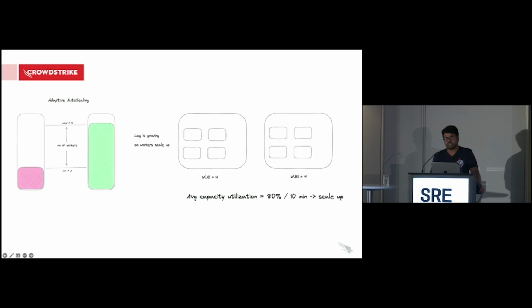Now, when a spike of traffic comes in, we have the system lagging behind as it is under provisioned. So there is a lot of work coming into the system. The controller sees this, increases the worker pool size, and we'll end up with, say, something like four workers. The capacity utilization will reach 80%, resulting in a scale up because the scale up threshold is at 70%.